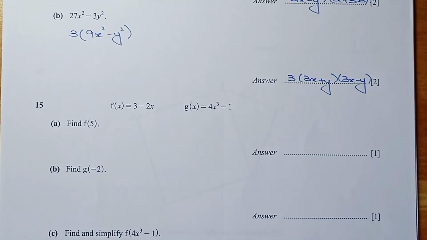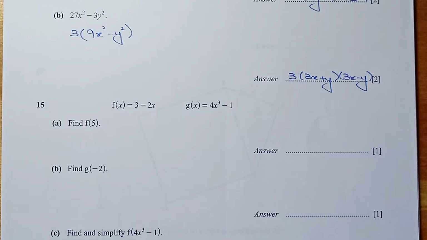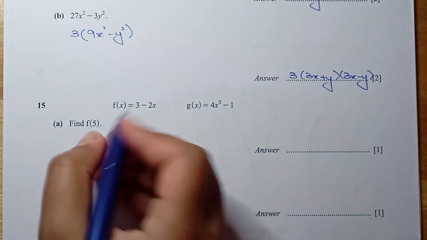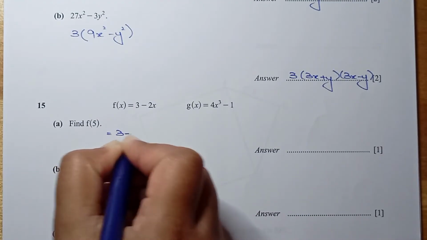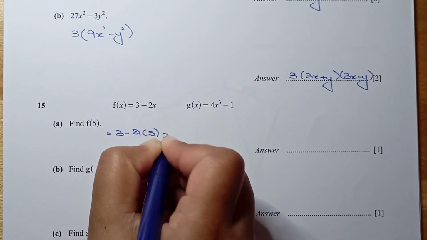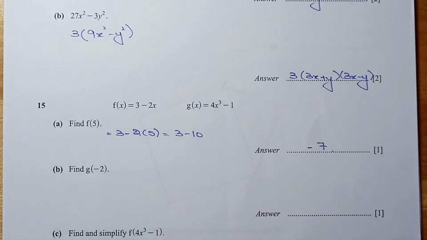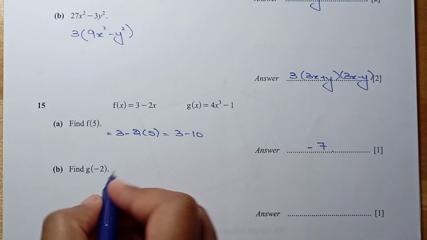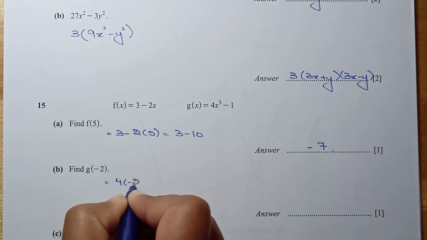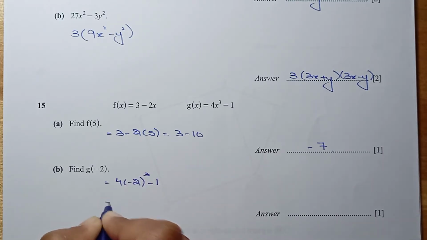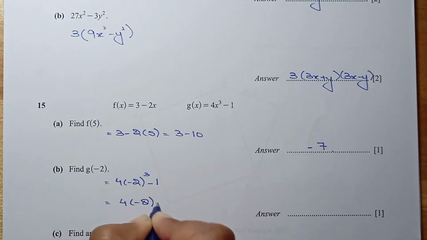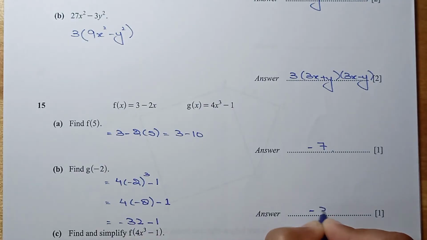Question number 15, we are given the functions f of x and g of x. In A part, we need to find f of 5. So we have f of 5 is 3 subtract 2 times 5. That is 3 subtract 10. That is negative 7. Right. Now for the B part, g of negative 2. So 4 times negative 2 whole cube and minus 1. So we have 4 times negative 8 minus 1. So 4 times 8 is 32, so minus 32 and minus 1, that is minus 33.